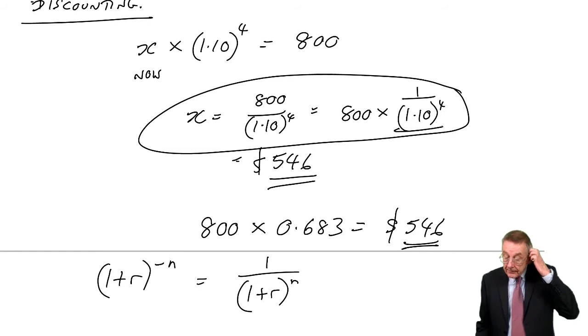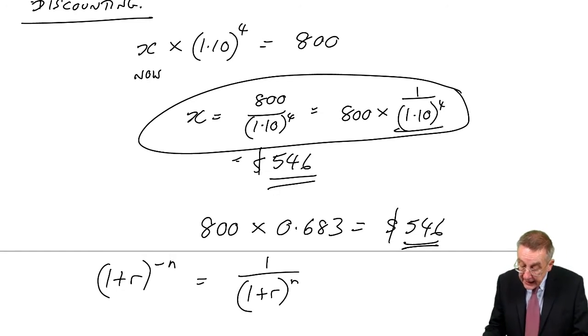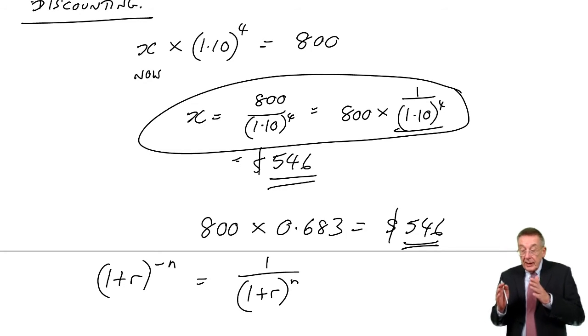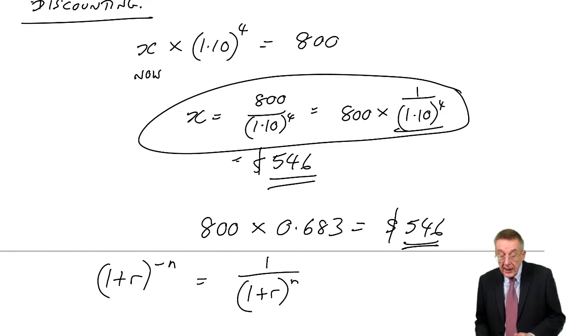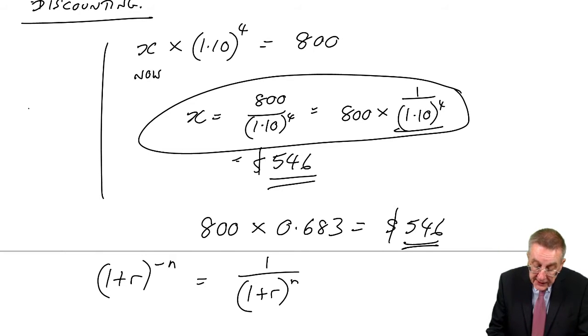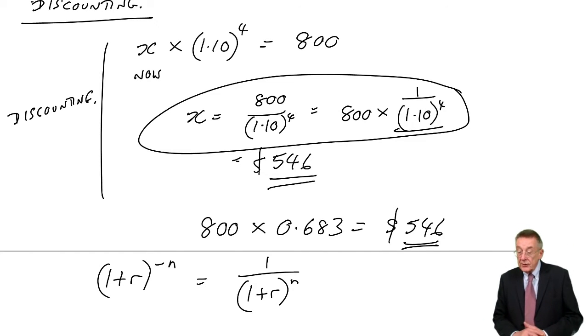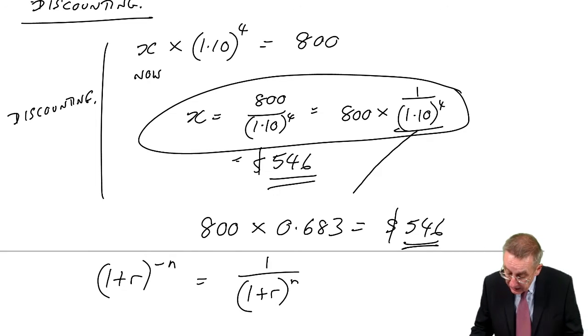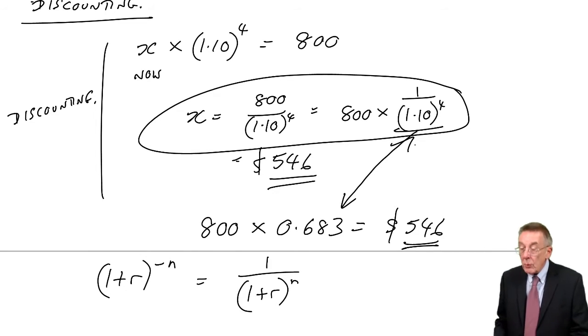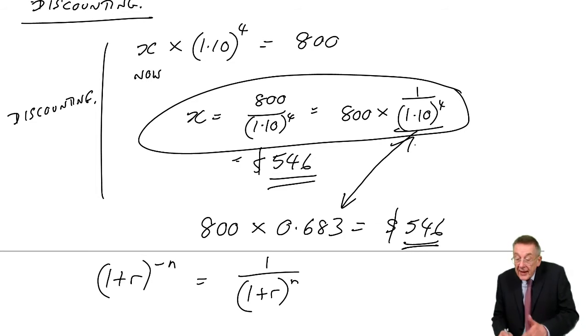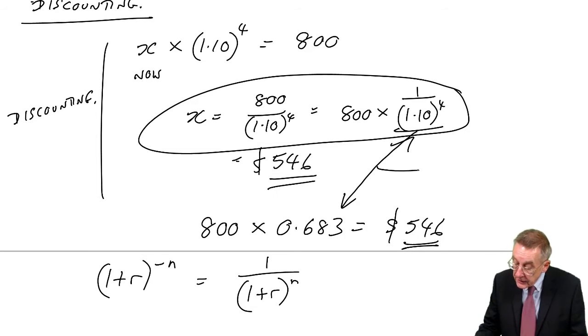The terminology, the exercise of seeing how much now is equivalent to 800 in 4 years, the exercise is called discounting. We're effectively taking out the interest. And the figure we multiply by, 1 over 1 plus r to the power n, or the figure from the tables, is known as the discount factor.